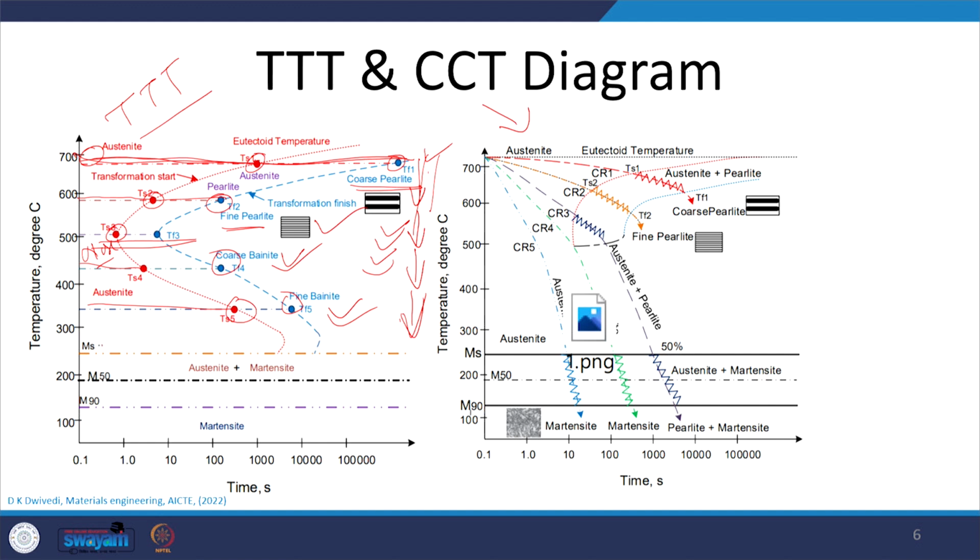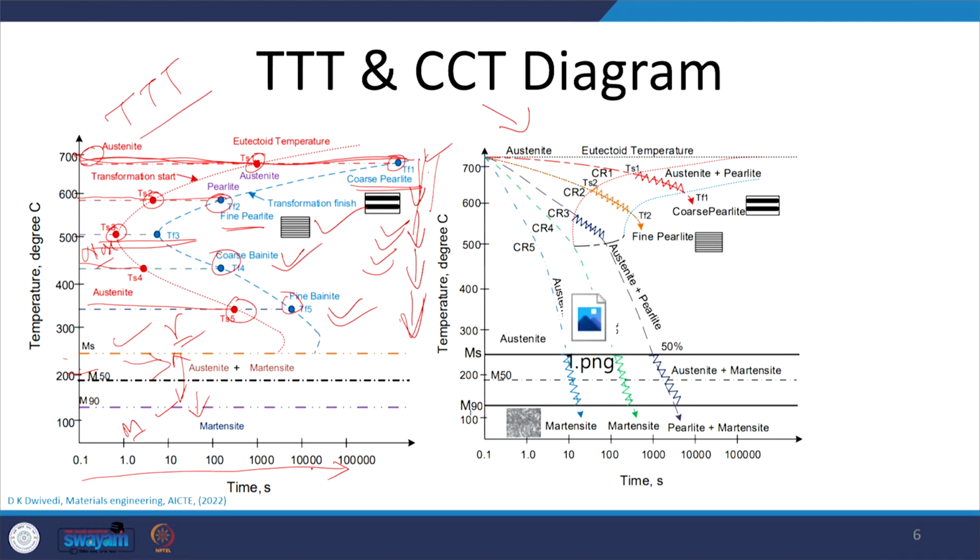We will be having two lines: one is the MS, that is the martensite start temperature, and the other is the martensite finish temperature, say this one. If we quench the steel directly from the austenitic state to any of these temperatures, then at the temperature at which we are quenching we will have a combination of austenite and martensite. Above the MS temperature there is just austenite, below the MF there is just martensite, and in between the MS and MF there is austenite and martensite.